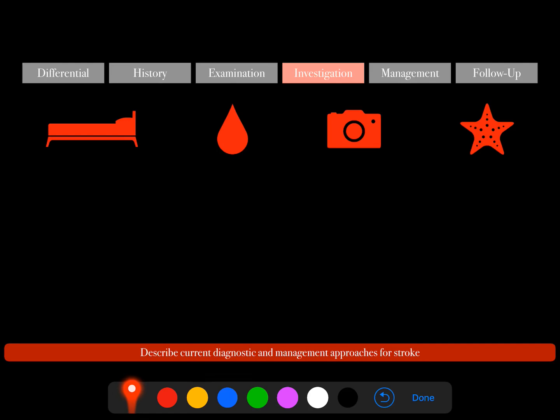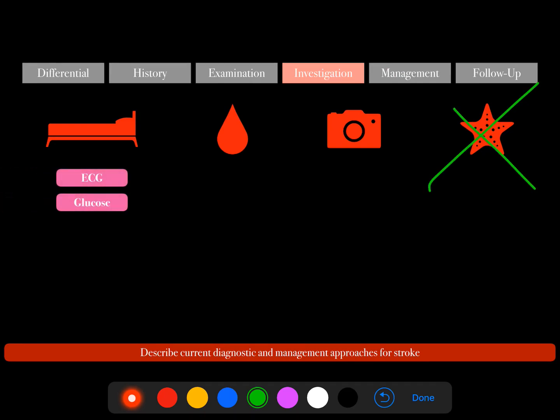So, investigation-wise, we have bedside, bloods, imaging, special. This is the 4-part process that you should always use. There are no specials for this patient, so don't worry about that. At the bedside, you can order an ECG and a glucose.